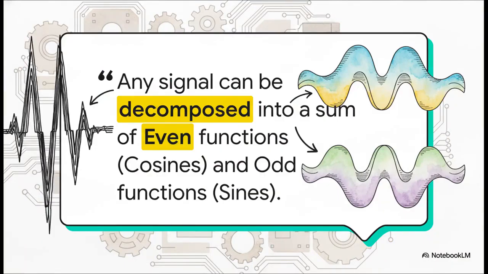And this is the big takeaway. Absolutely any complex signal, music, Wi-Fi, whatever, can be broken down into a combination of simple even waves, which are basically cosines, and simple odd waves, which are sines. Engineers use this every single day. If they know a signal is even, they don't even have to waste time calculating the odd parts, which literally cuts their computing time in half. It is an incredibly efficient system, all built on this simple foundation of symmetry.